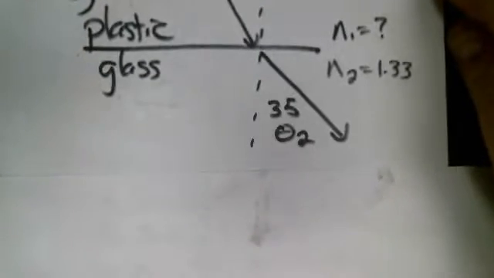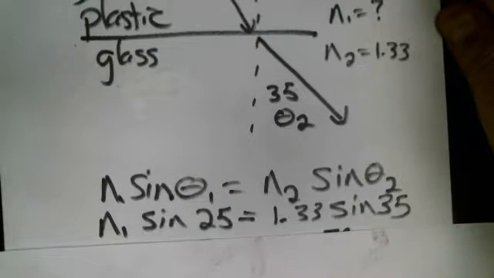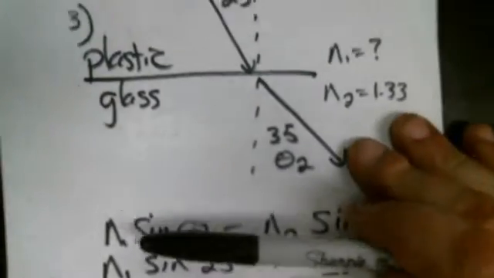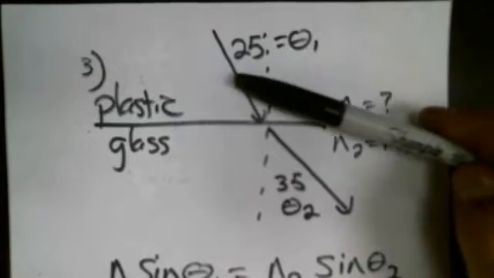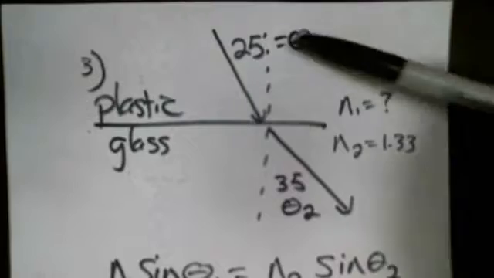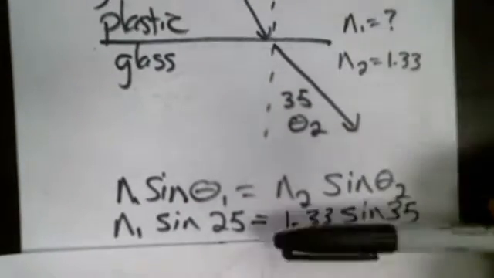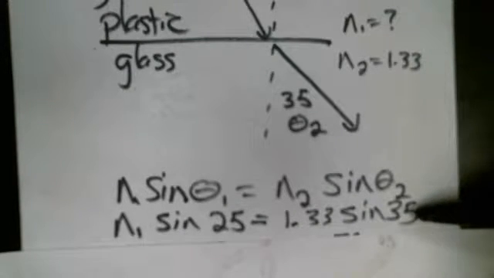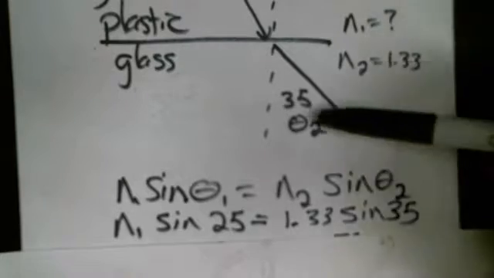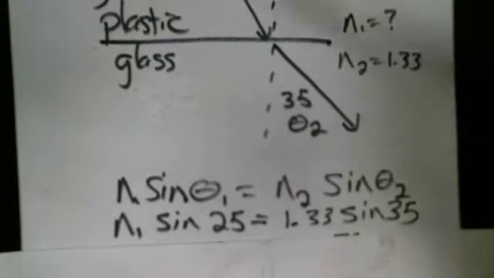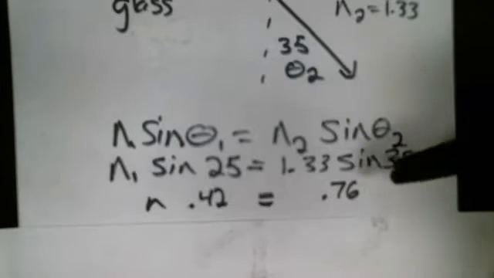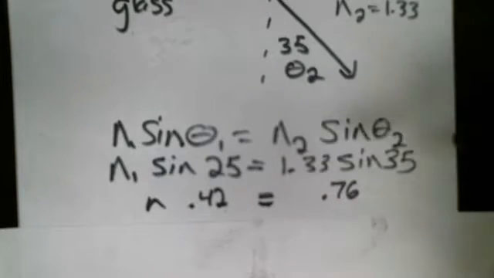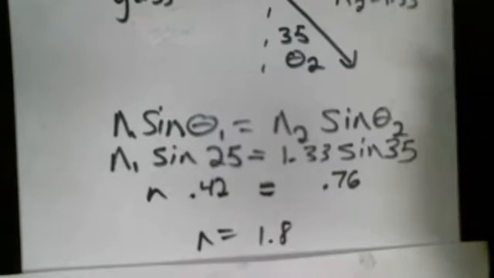So we're going to be using Snell's law, but this time it's the n that is the unknown. Now that unknown n up here is in the first material, and the first angle is 25, so you've got to make sure that it's matching up with the right pairs. So sine of 25 goes with the unknown. 1.33 and the 35 degrees goes together because they're in the same material, the glass. Changing things to decimals and multiplying, we get 0.76 over here, 0.42 on the left. Divide both sides by 0.42 and you get 1.8.